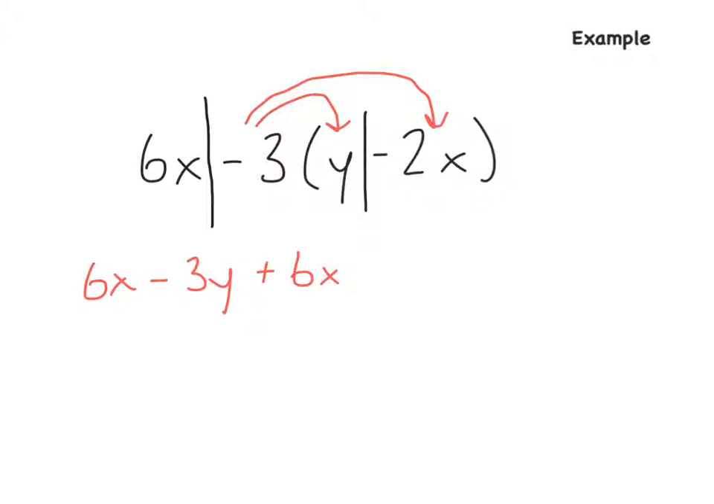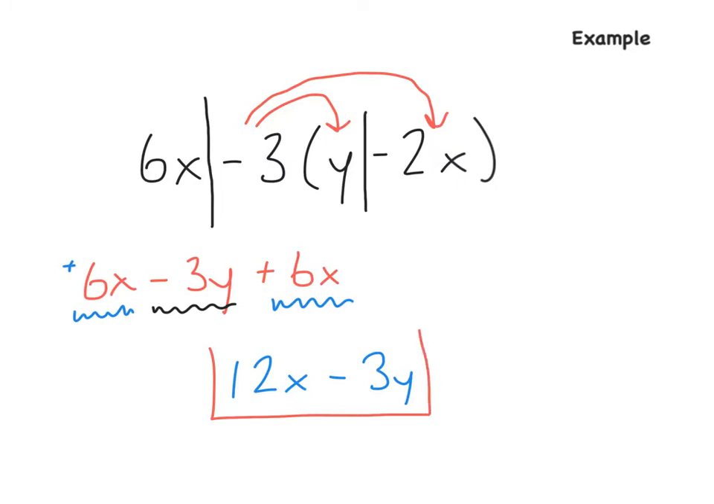Let's combine like terms. We have our x's. We have a 6x here, and we have a 6x here. This is a positive 6x. So let's combine them. 6x plus 6x, we get 12x's. And then we cannot combine this negative 3y because it's like puppies and kittens. You can't combine an x with a y. You can't combine puppies with kittens. So this is your final answer, 12x minus 3y.